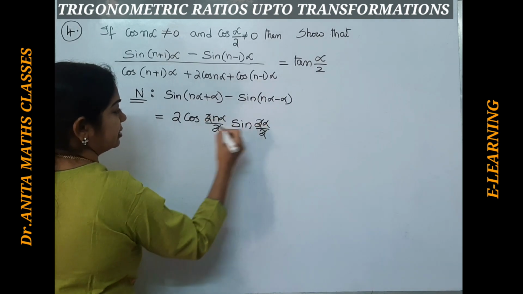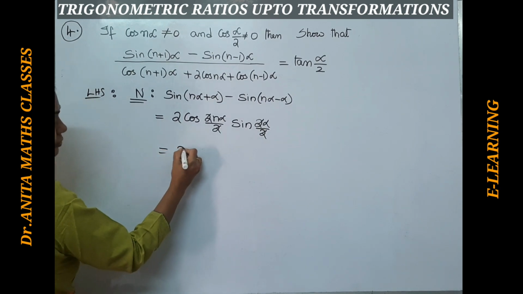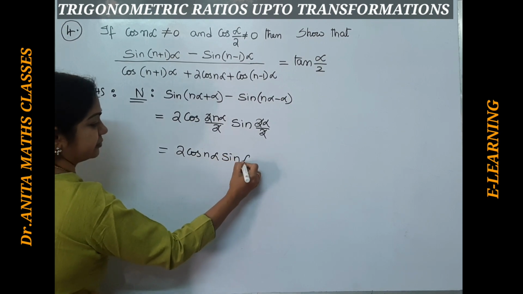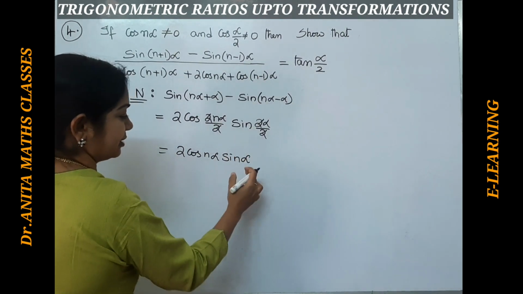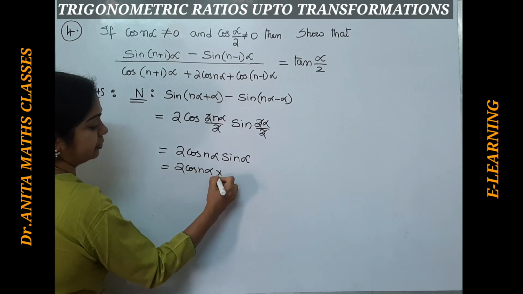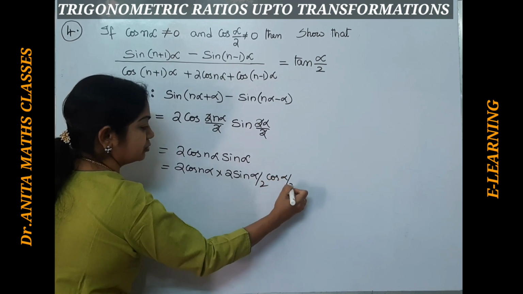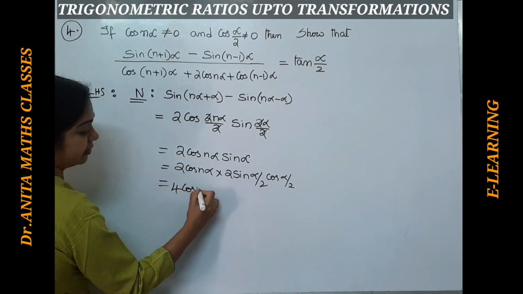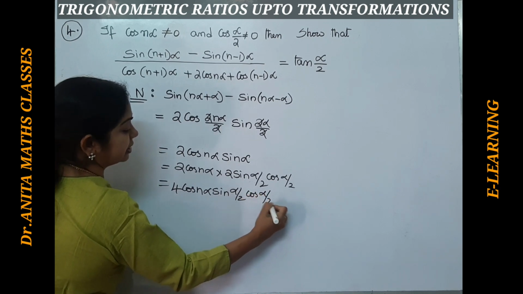So what we did here is (A+B)/2 and (A-B)/2, and we get 2 cos n alpha sin alpha. Since the answer is in the form of alpha by 2, let us transform this into alpha by 2. So sin alpha, I can write as 2 sin alpha by 2 cos alpha by 2, applying the sin 2 theta formula. So this becomes 4 cos n alpha sin alpha by 2 cos alpha by 2. So this is only the numerator part.